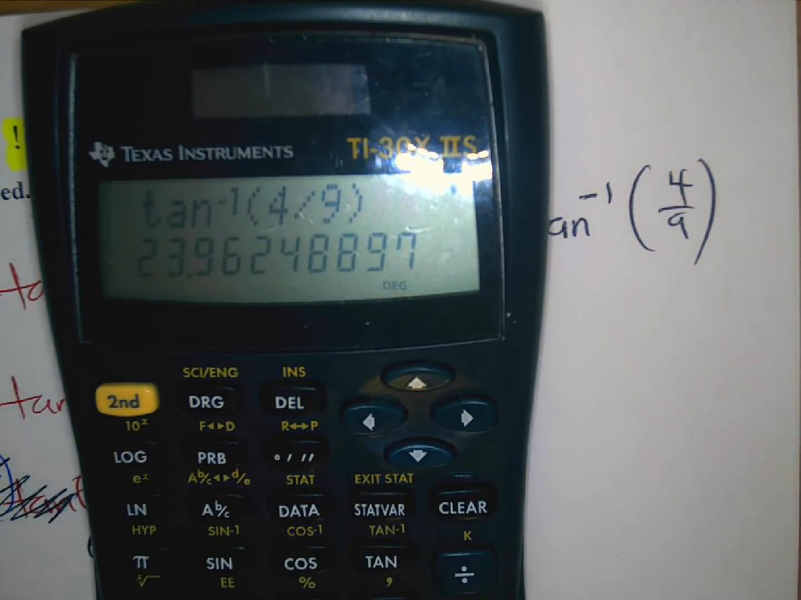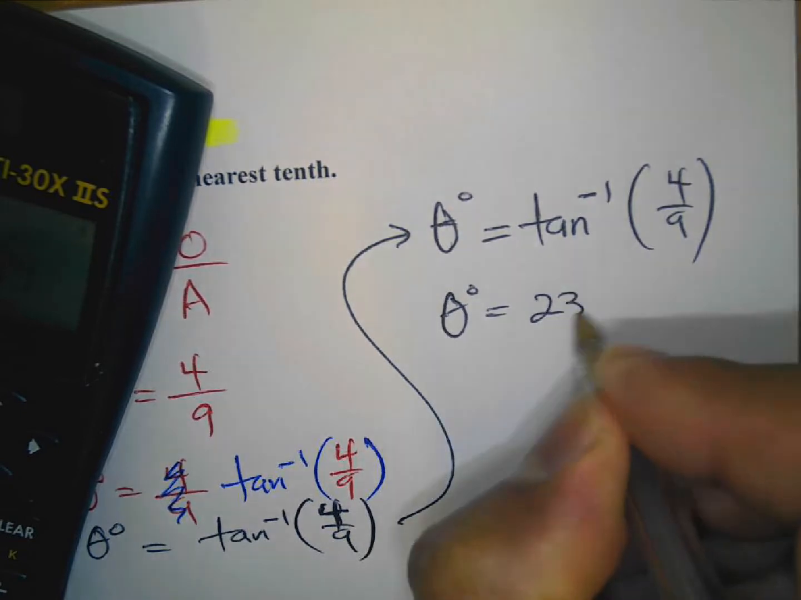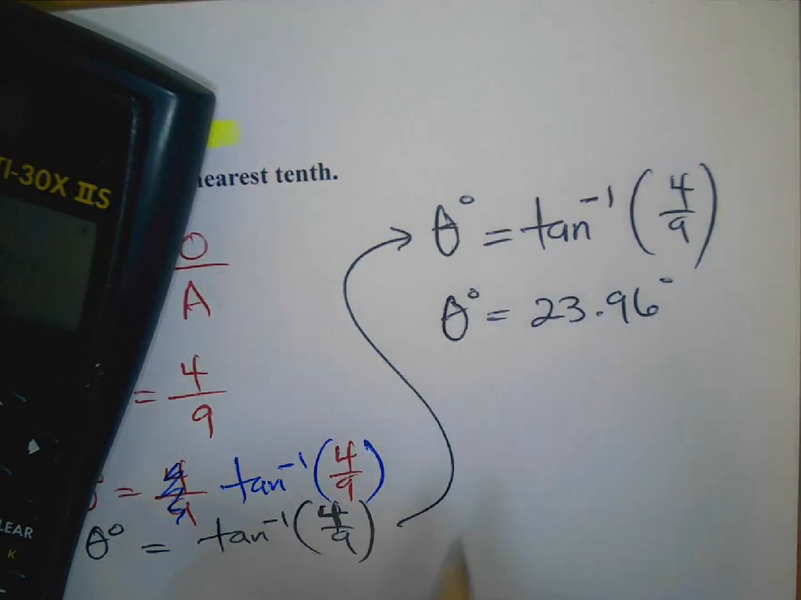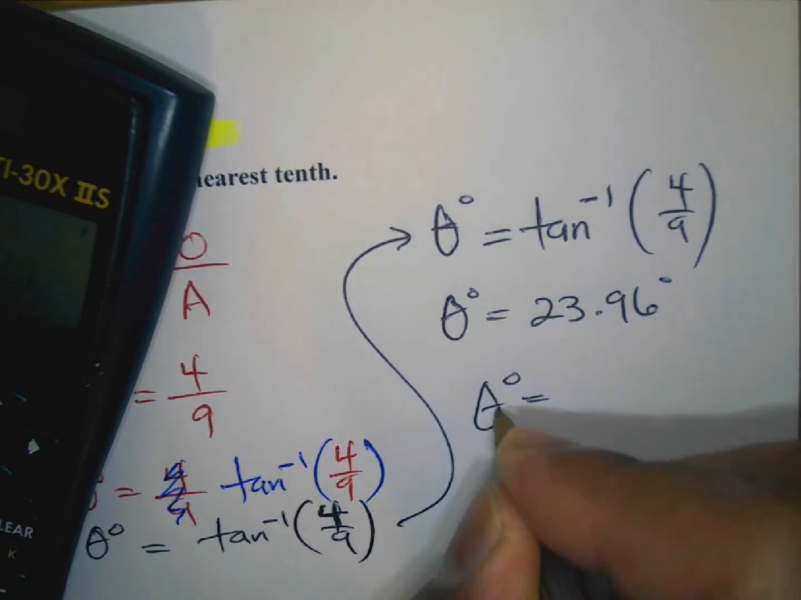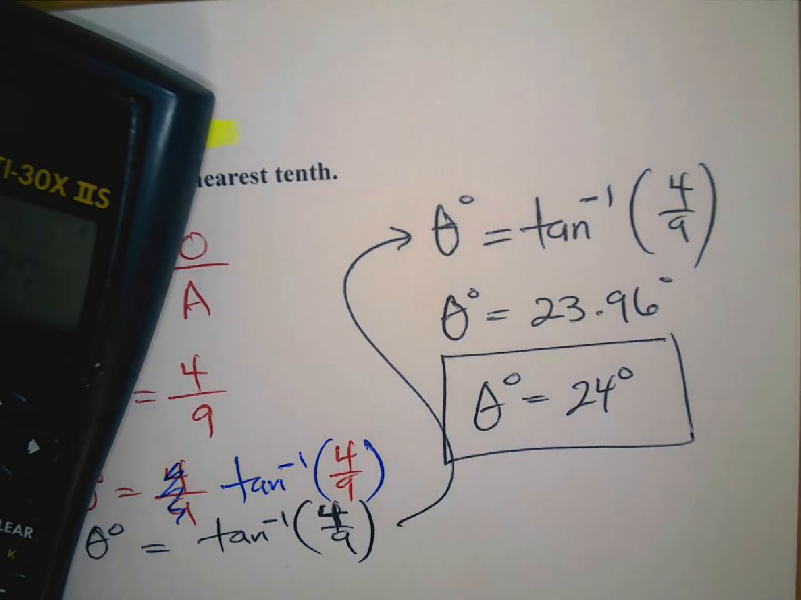23.96. So we're just going to bump it up to 24 because it's an angle. It's close enough, right? And you check the answers, it'll say 24. You round it up, right? All right, let's try another one.